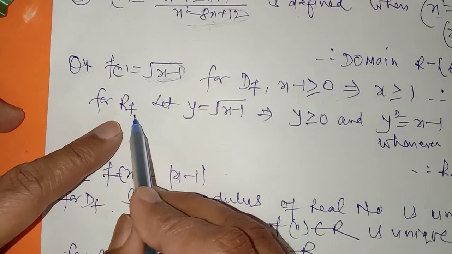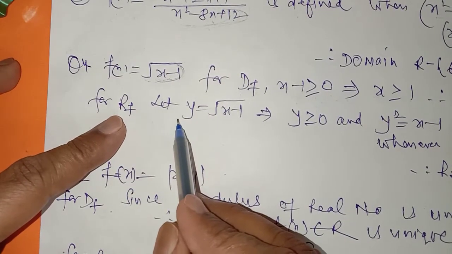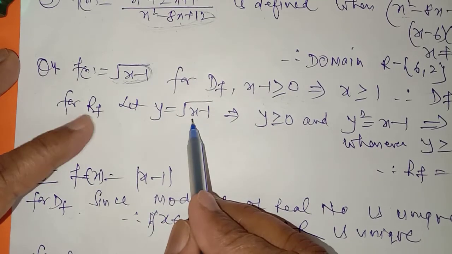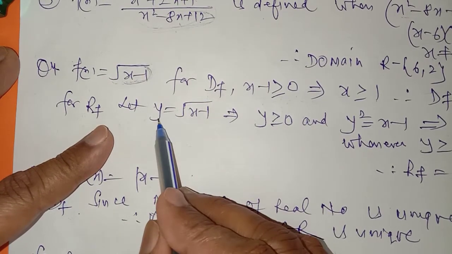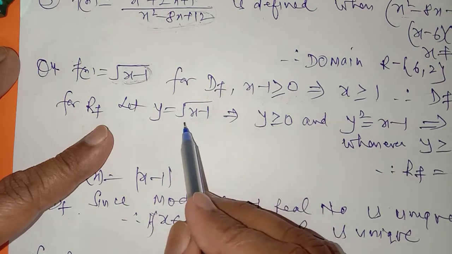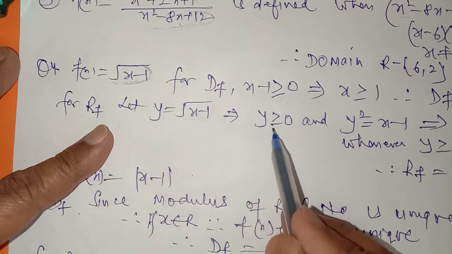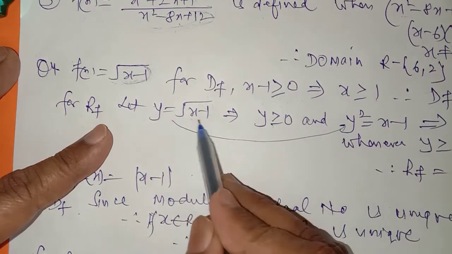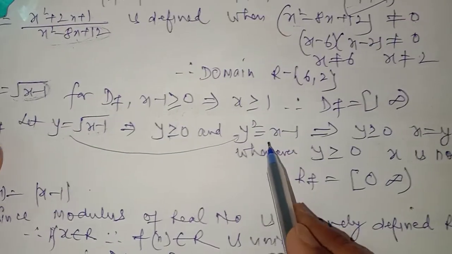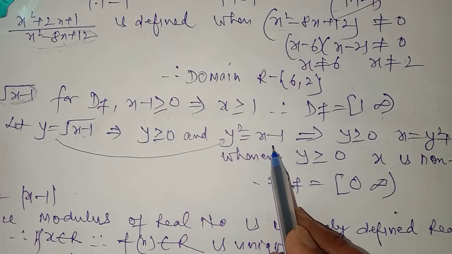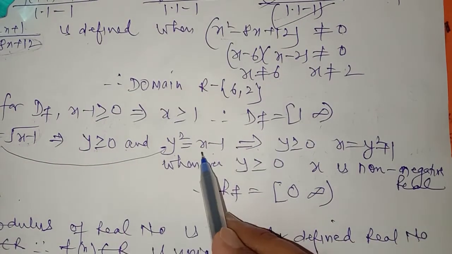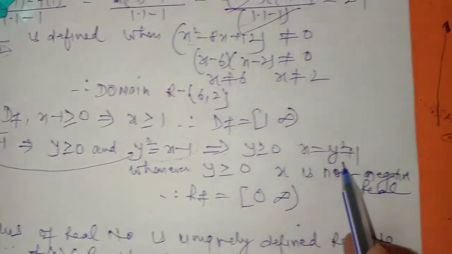Now for the range of this function, as we have already discussed in some questions in the previous exercises, you let it equal to y. Now y will always be positive, since the square root of a number is always positive, so this will be greater than 0. Now simplify it. Squaring both the sides, you get x square minus x square y square is equal to x minus 1. It means, and also y is greater than or equal to 0, so you find the value of x from here.